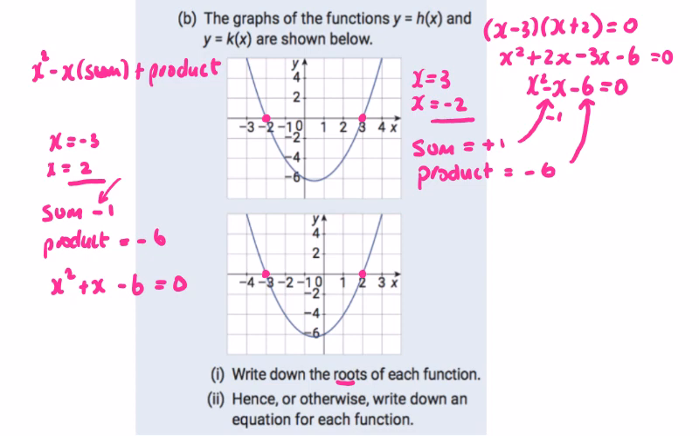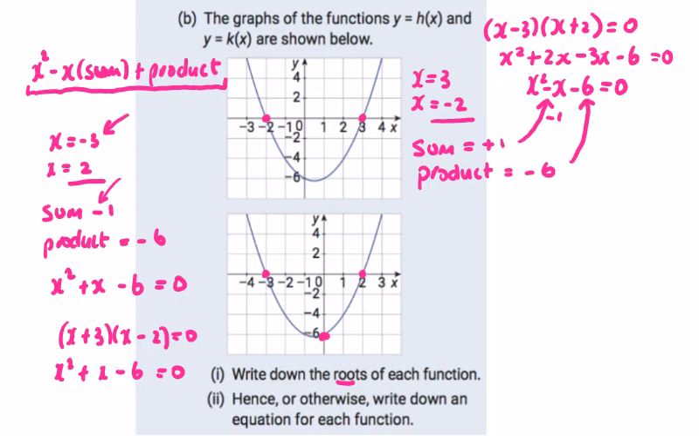You can see it does cross at minus 6. If we factorized it, we'd have x plus 3 by x minus 2, just flipping the roots into factors. And if we multiply this, we'll get x squared plus x minus 6 equals 0. But maybe you might start thinking about this way from now on.